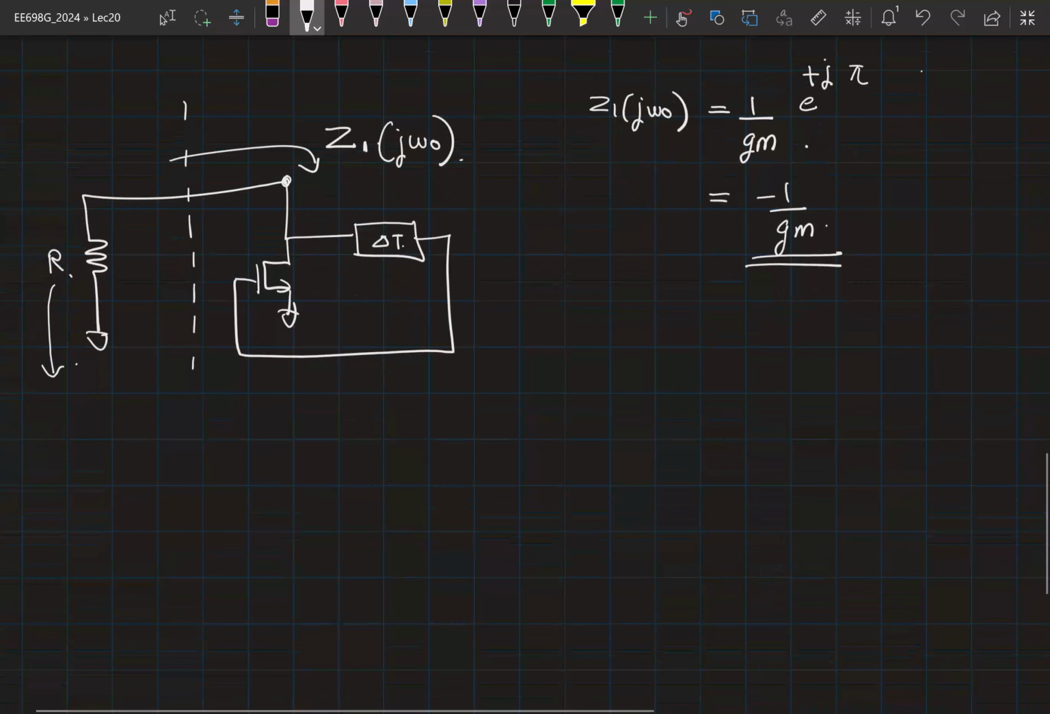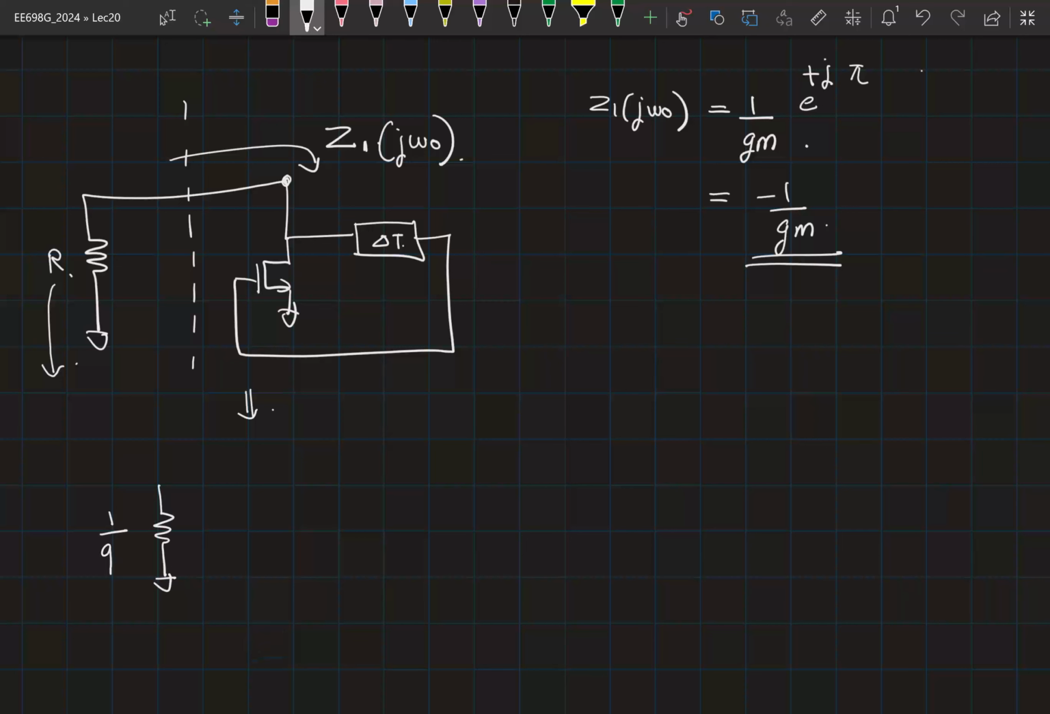Right. So now my circuit at omega naught simplifies to r, which you have designed to be 1 by gm, and this branch becomes minus 1 by gm. And what is the overall impedance? Is it zero? It has to be infinite. You have two resistances in parallel, and whether I see it from the side or from up, it still has to be admittance.